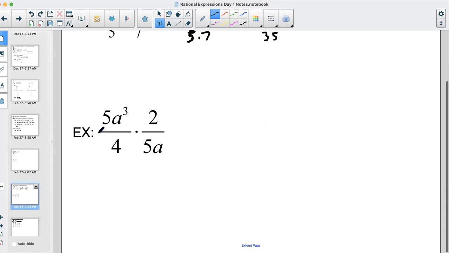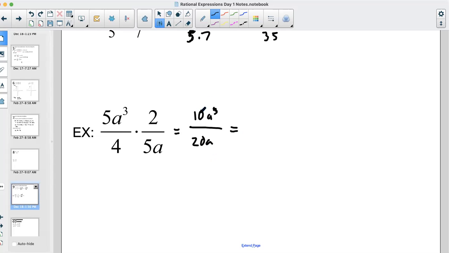This one has x's in the top and the bottom, or a's technically. We can do it the same way. 5a cubed times 2 would be 10a cubed. And 4 times 5a would be 20a. And we're going to be simplifying these rational expressions in this unit. This is not wrong in any sense, particularly. It says multiply these things and you did, but I'm going to ask you to be simplifying your rational expressions before you're done with your final answer, which means canceling things that are factors of the top and the bottom.